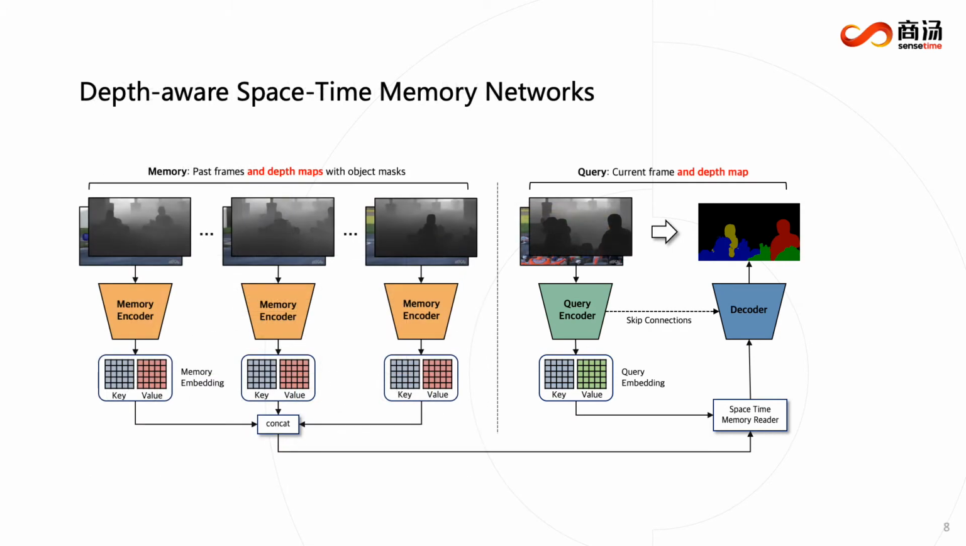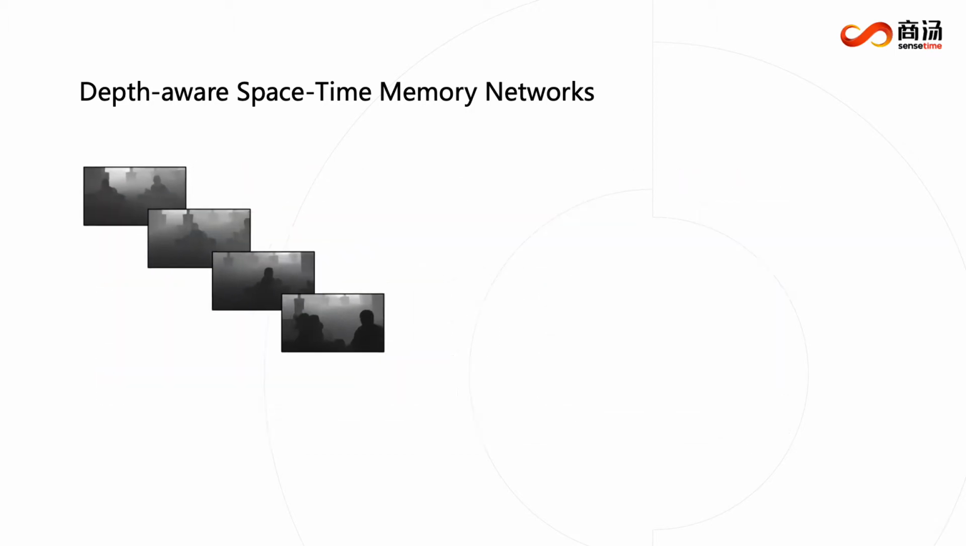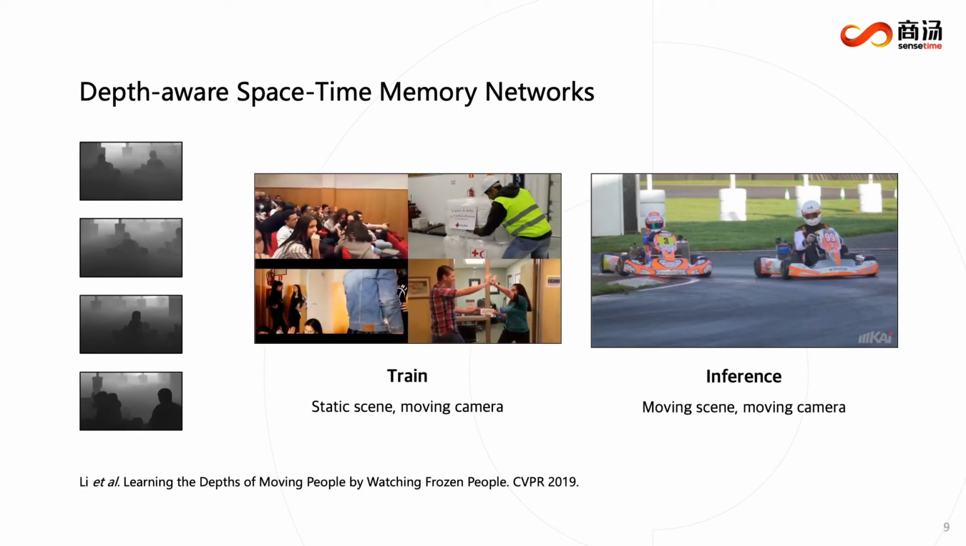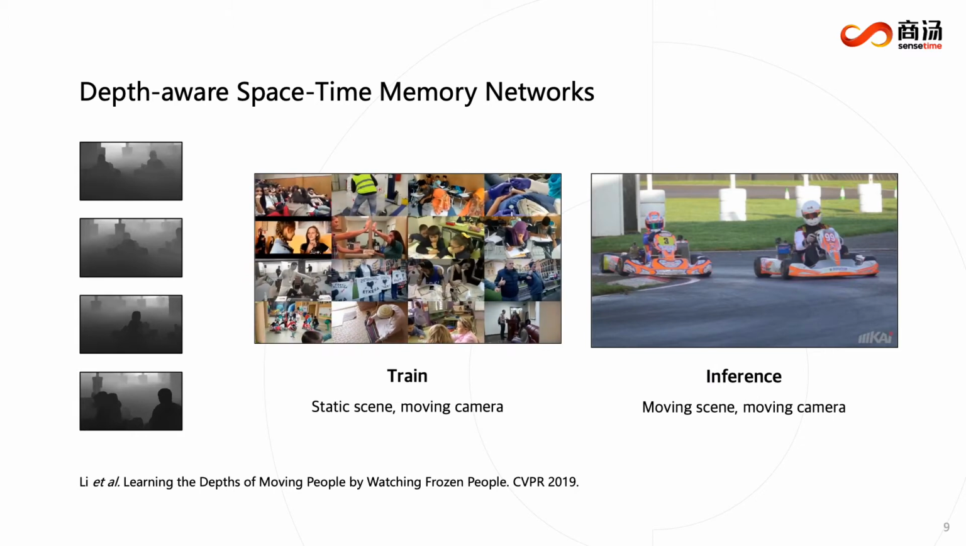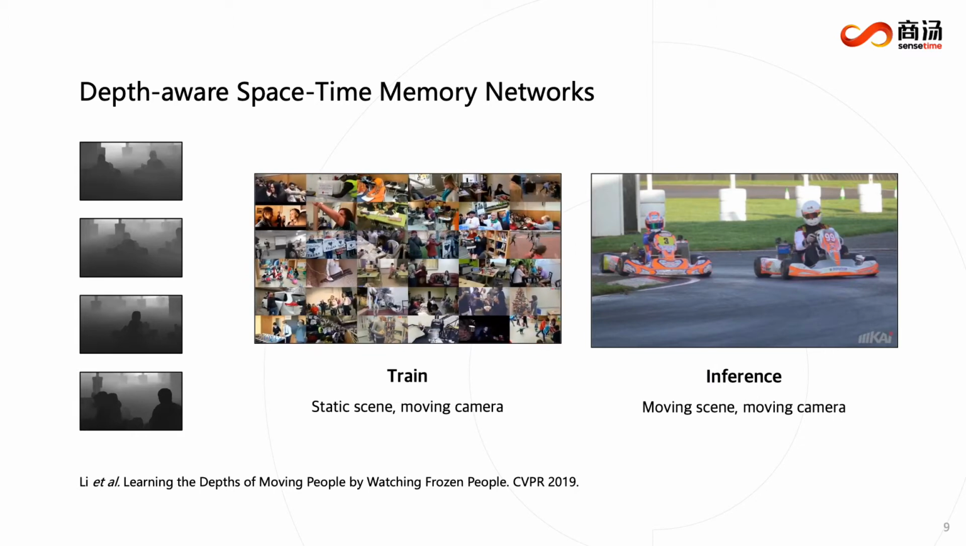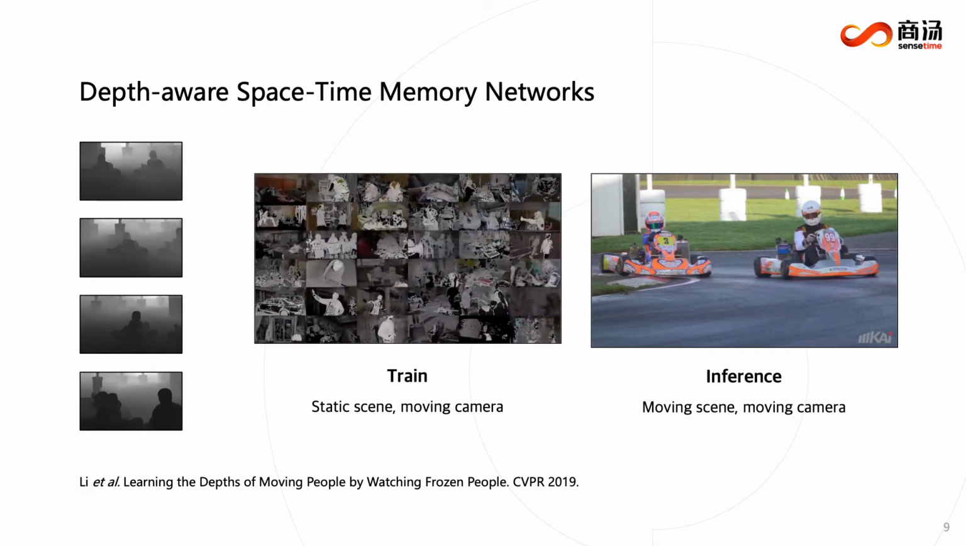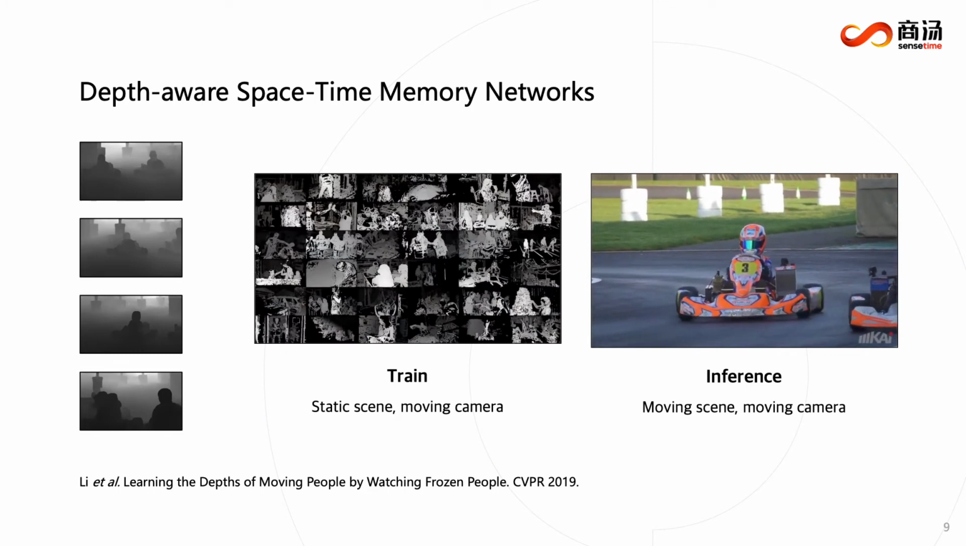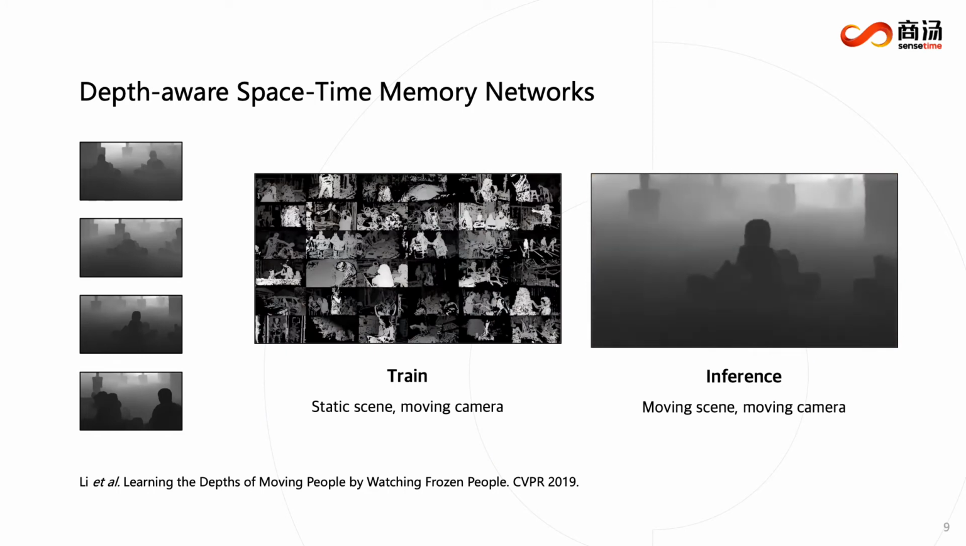To better distinguish objects with similar appearance, we incorporate depth maps into the space-time memory networks. In both memory and query stage, both frames and the corresponding depth maps are fed into the network. To estimate depth maps from RGB images, we use the work that learns the depth of moving people by watching frozen people. The network is firstly trained on static scenes with moving cameras. During inference, the depth can be estimated from moving scenes and moving cameras.